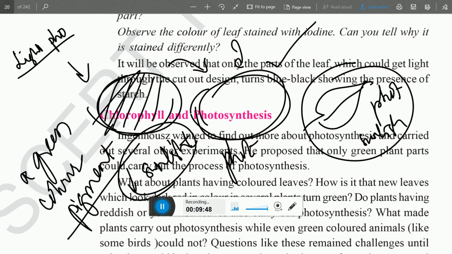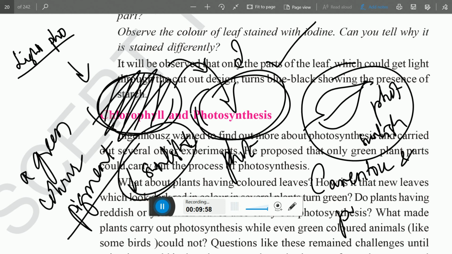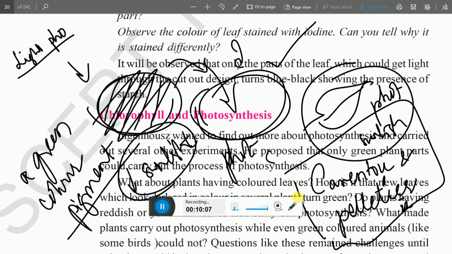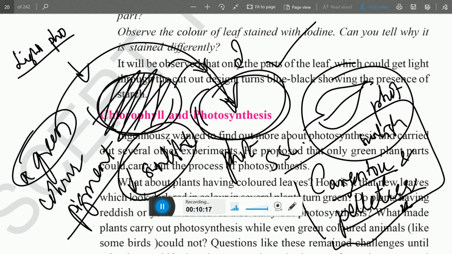You can find in your textbook Pelletier and Caventou in the 19th century, following Ingenhousz's experiments. Ingenhousz discovered many photosynthesis experiments. From that concept, these two persons discovered that chlorophyll is responsible for photosynthesis, and this was found in 1817. That came from the older concept, which was again helped by Ingenhousz's experiments.